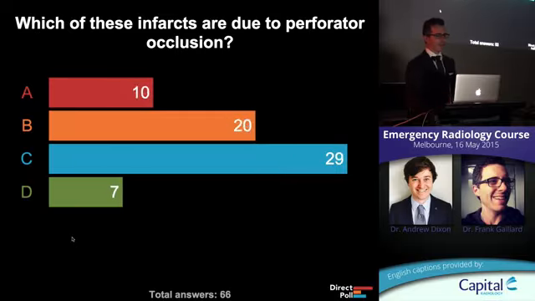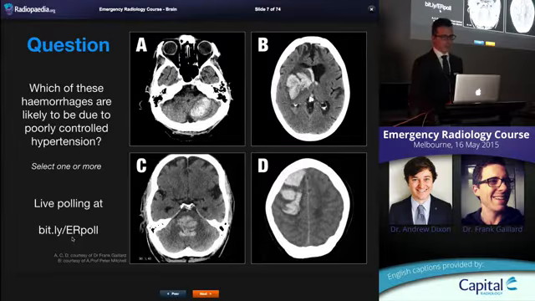So the correct answers are A, B, and C. So let's have a look at these. The typical locations for hypertensive hemorrhage is cerebellar hemisphere, basal ganglia, which is the most common, and pontine. This example is of a lobar peripheral hemorrhage, which is not typically associated with hypertension.